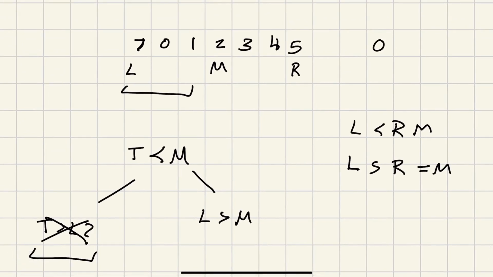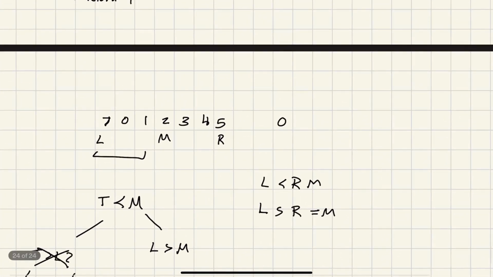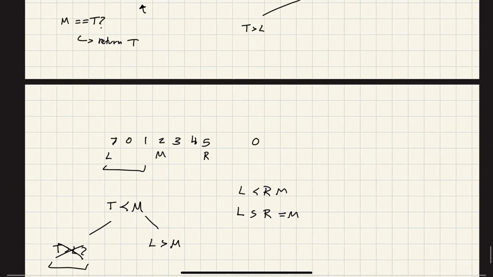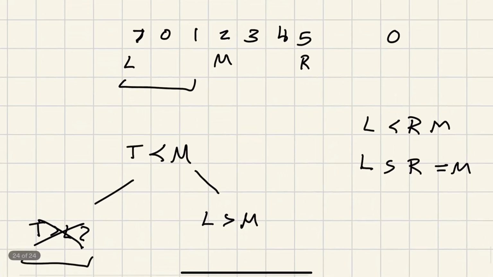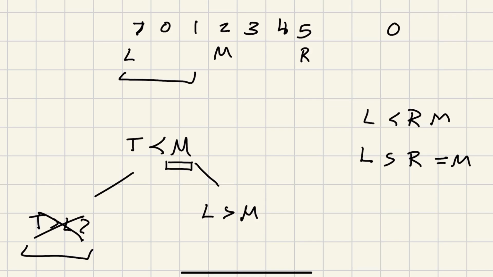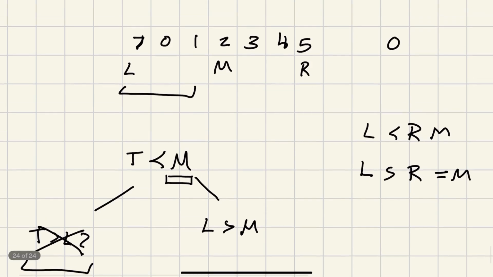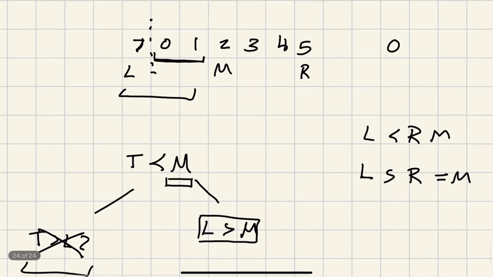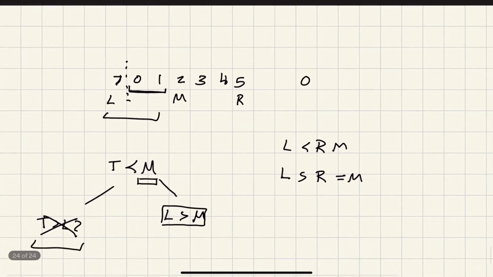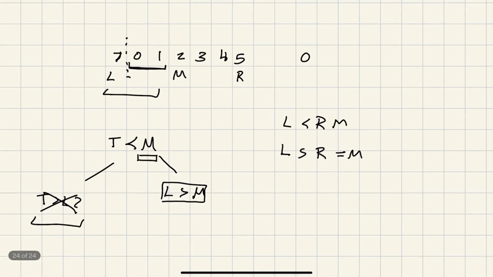Now, why does this being a non-ordered subarray matter? Why would it be in the left? Well, we already said that target is less than mid, correct? Okay, well, if left is greater than mid, that means that the cutoff for the rotated array is somewhere here, which makes the target somewhere to the right of that cutoff, which is true, as you can see.